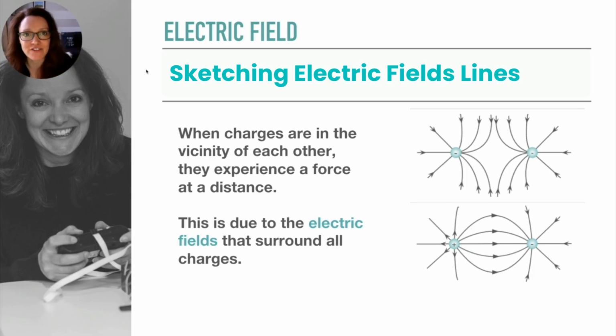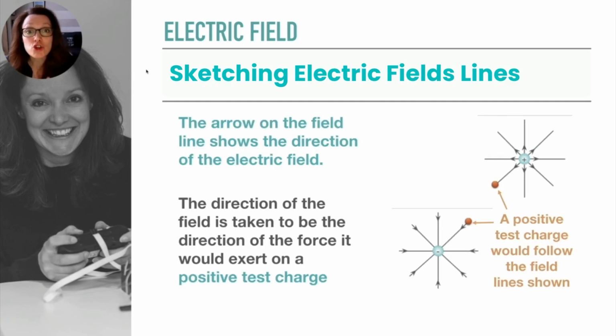And the reason they feel that force at a distance is because they have electric fields that surround them. So if an electric charge has a charge of positive or negative, it will have an electric field that surrounds it. It's invisible, okay? There are ways of seeing these visually, but they are invisible to the naked eye. We can draw electric fields and represent what they look like. And this is how we do it.